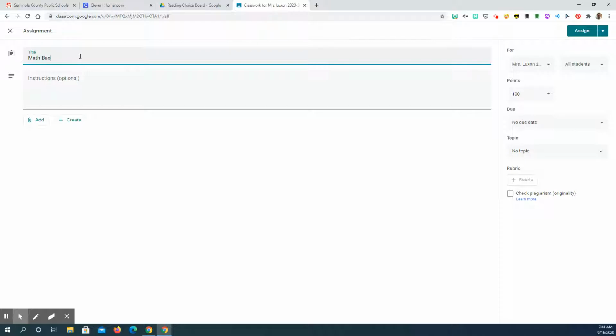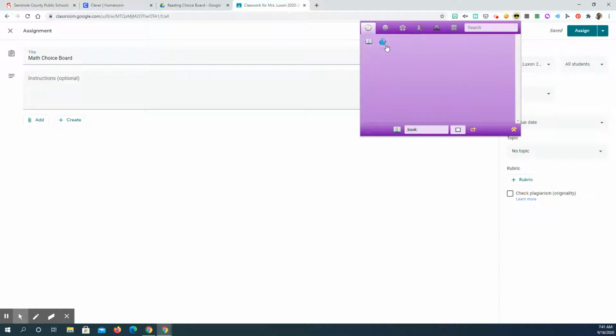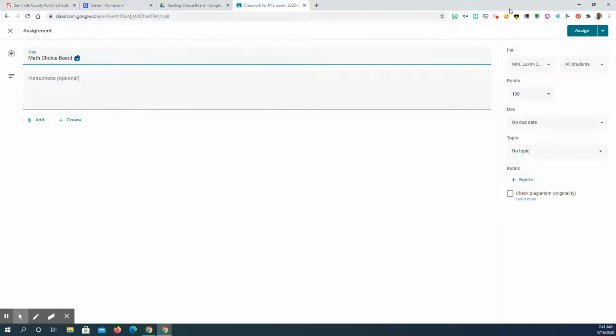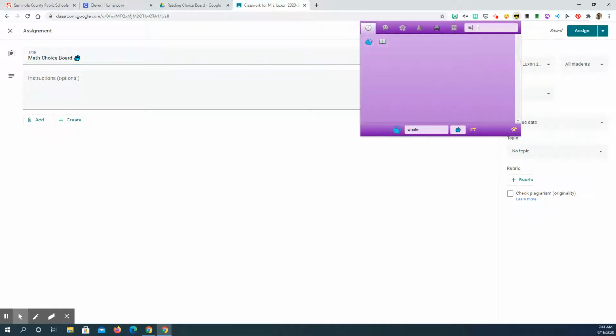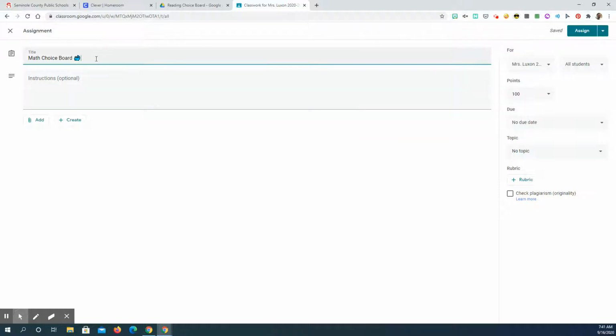And because it's primary, when I type in choice board, I always make sure to come up here to my emoji extension. And today's Wednesday, so I'm going to put in a whale for Whale Wednesday. And then I'm also going to put in these blue numbers. So that way, when it's time for them to go into their choice board, I can say, okay, you're going to find the whale for Whale Wednesday in that blue square. And it makes it really easy for them to be able to locate it.